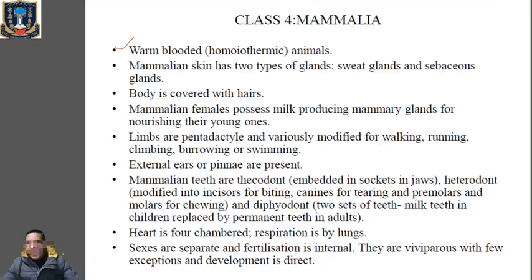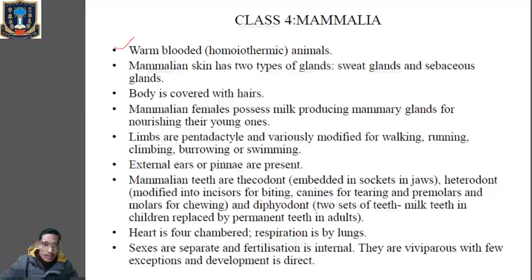Limbs are pentadactyl. Five digits are present in the toe region, we can say. Mainly these limbs are modified for walking, running, climbing, burrowing, or swimming. External ears or pinna are present. Mammalian teeth are thecodont because they are embedded in sockets in the jaw. Heterodont because they have been modified into incisor, canine, premolar, and molar.